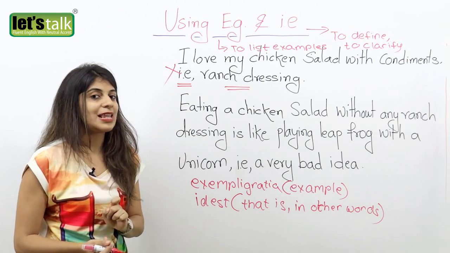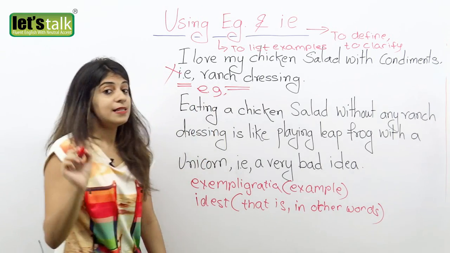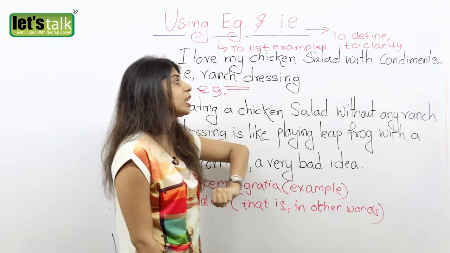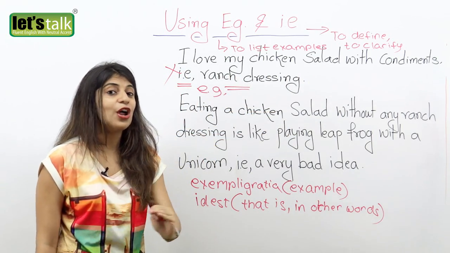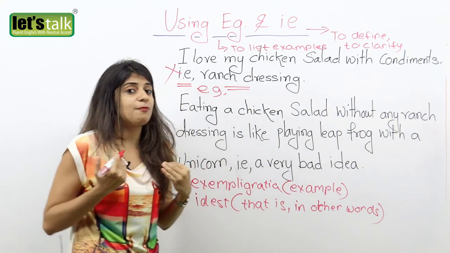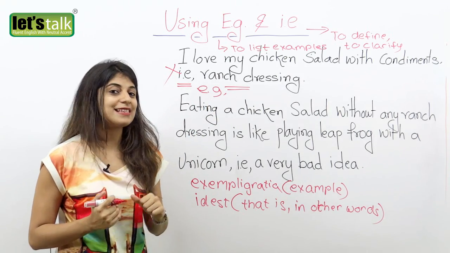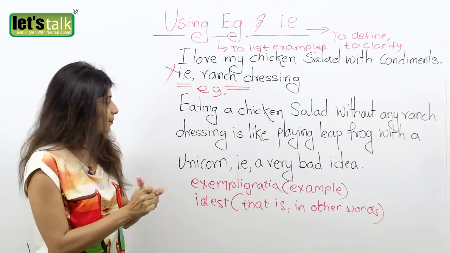The right thing to use would be e.g. So your sentence will go as, "I love my chicken salad with condiments, e.g. ranch dressing." So here you're listing an example. You're showing that ranch dressing is one of my favorites and therefore I'm using e.g. That's for example.